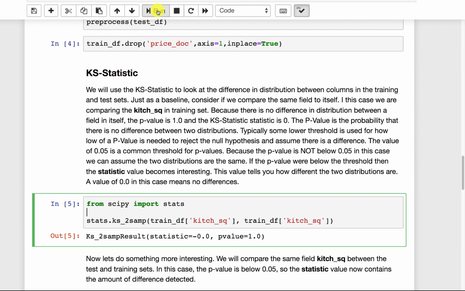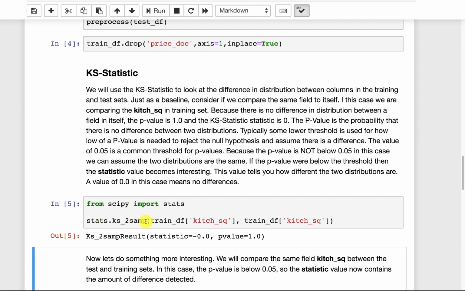If I just run this one, I am saying what is the Ks statistic between the kitchen square feet and the kitchen square feet. So what is the Ks statistic between itself? The p-value has to be below a certain threshold. So this is not below 0.05. This is very high. So this means that it's very unlikely that there are any differences between these two distributions. Yeah, because they're the same.